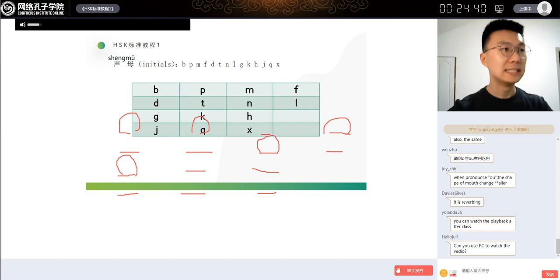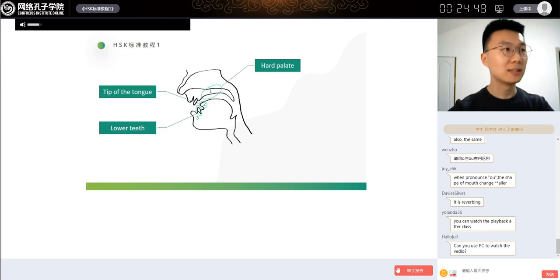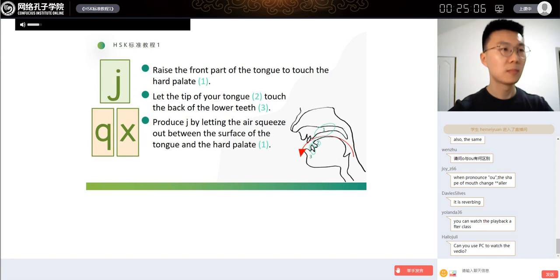The last three, ji, qi, and xi, maybe they are difficult for you to pronounce. First, let's look at this picture. For example, it's your mouth. Number one represents your hard palate. Number two represents the tip of your tongue. This one is your lower teeth. When we read ji, you should raise the front part of the tongue to touch the hard palate, and then let the tip of your tongue touch the back of the lower teeth, like this.